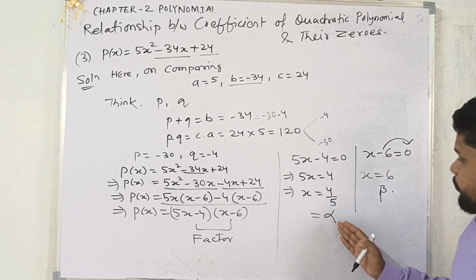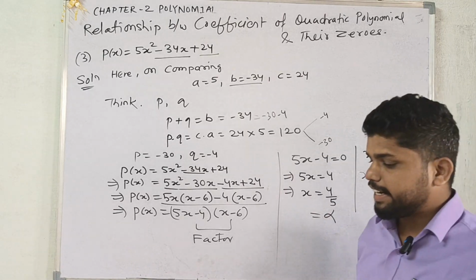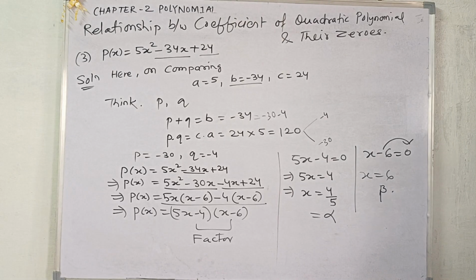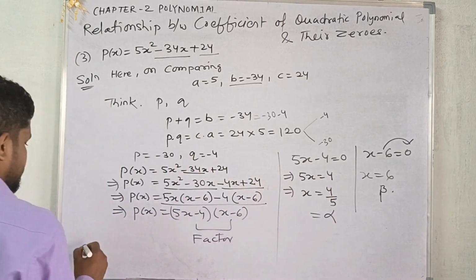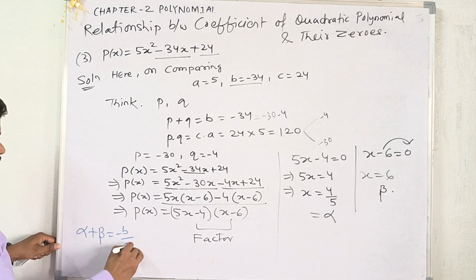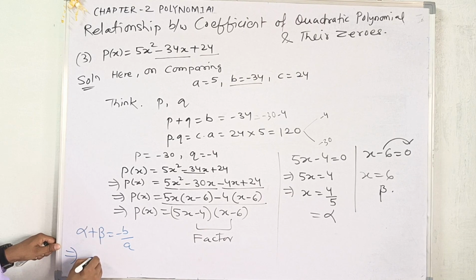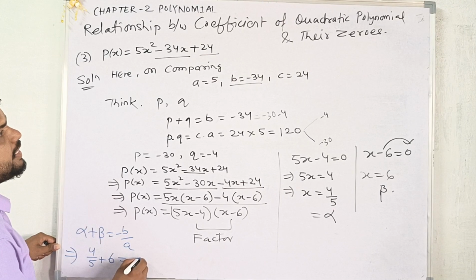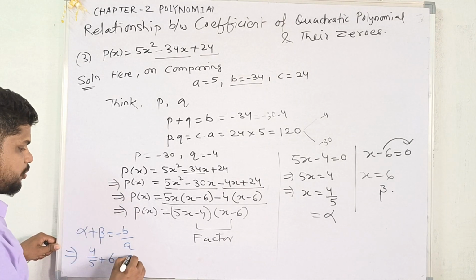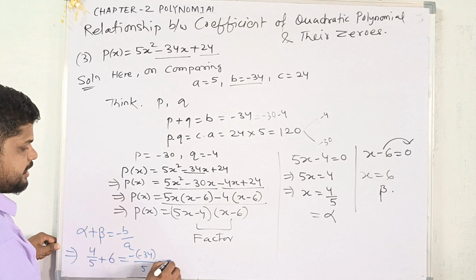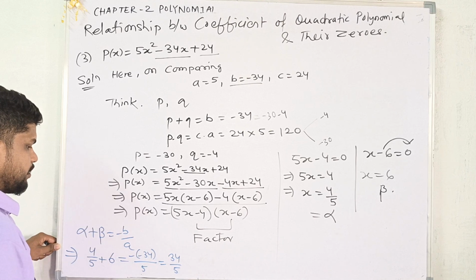Now we want to check whether the values of alpha and beta that we have solved are true or not. To check, we will use the relationship between the coefficients of the quadratic polynomial and their zeros. The first condition is alpha plus beta, the sum of the roots, should be equal to minus b by a. So putting the value of alpha, that is 4 by 5, and the value of beta, that is 6, that should be equal to minus b by a. Now see, the value of b is minus 34, so minus minus will be positive, so that will be 34 divided by 5.